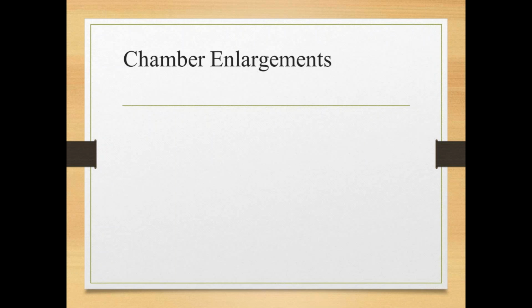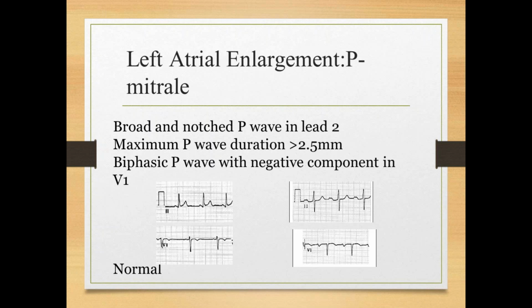And the next topic we're going to talk about is chamber enlargements. To talk about left atrial enlargement, it is also known as the P mitral. In left atrial enlargement, you can see broad and notched P waves, particularly in lead 2. The duration should be more than 2.5 millimeters, or more than 2.5 squares in width. All right.